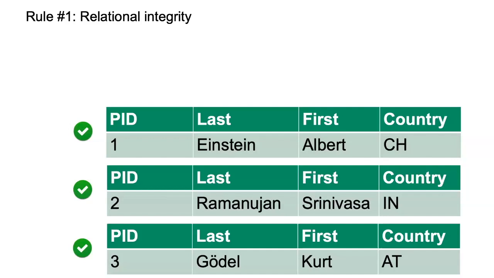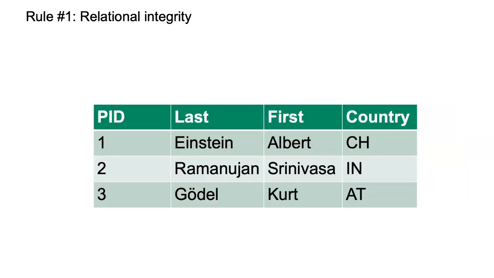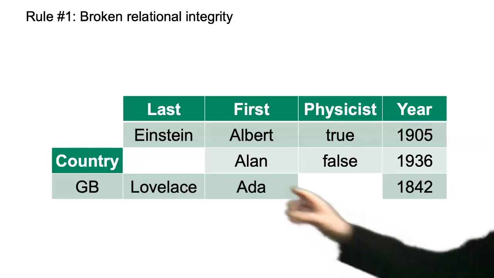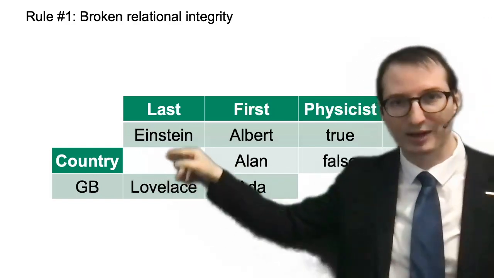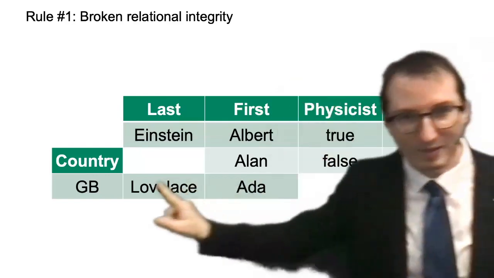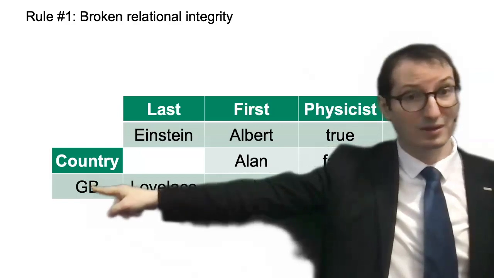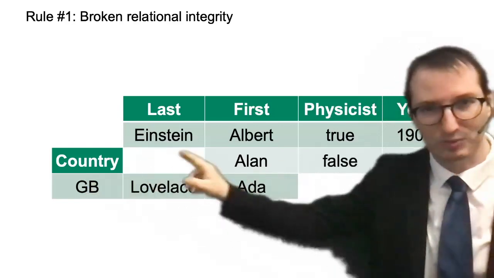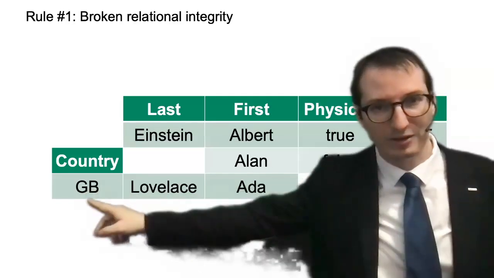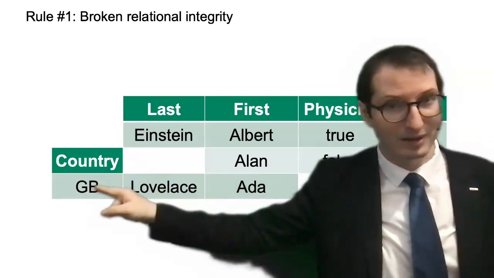So this we call relational integrity. It's best to understand what it is with a counterexample. This is a counterexample that doesn't have relational integrity. Can you see what happens here? We have missing values. We don't have any value here in that second record for last. And here we don't have any value for physicists in the third one. And here we have an extra value in that third record that is associated with country. So this is a mess.